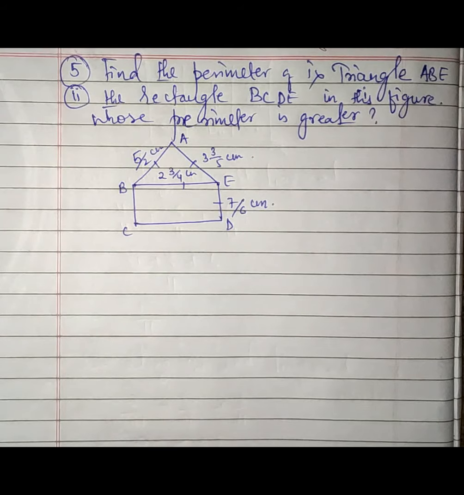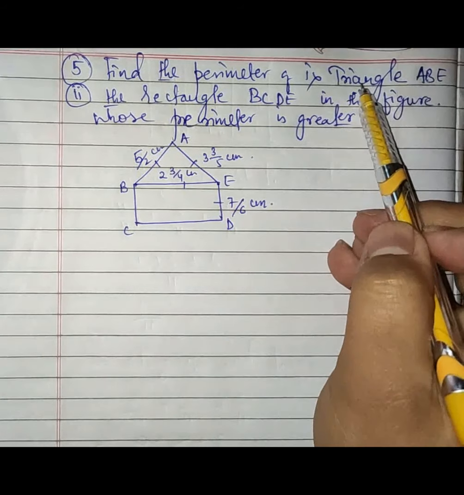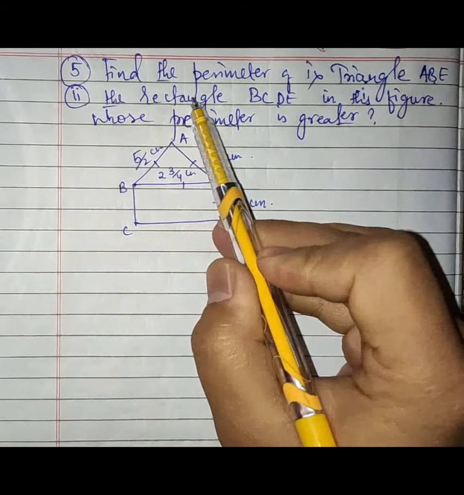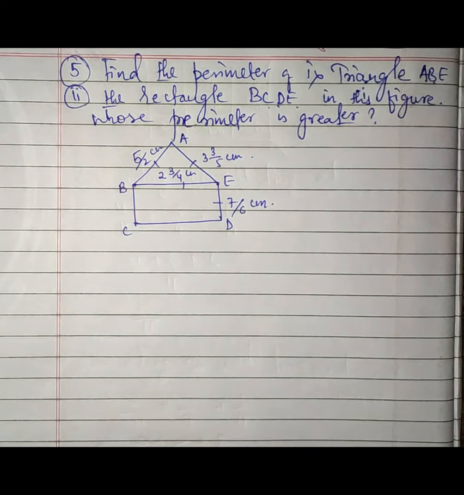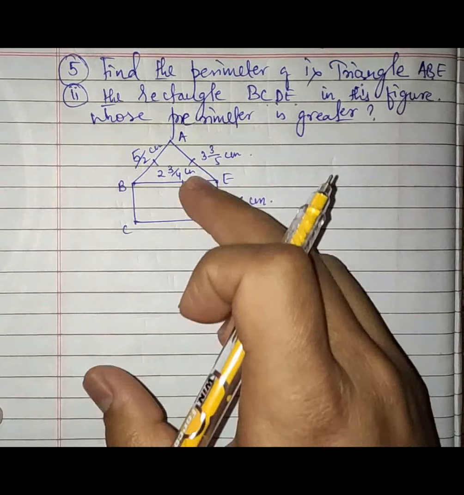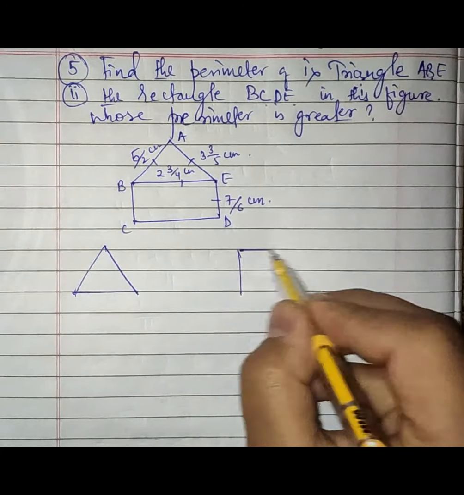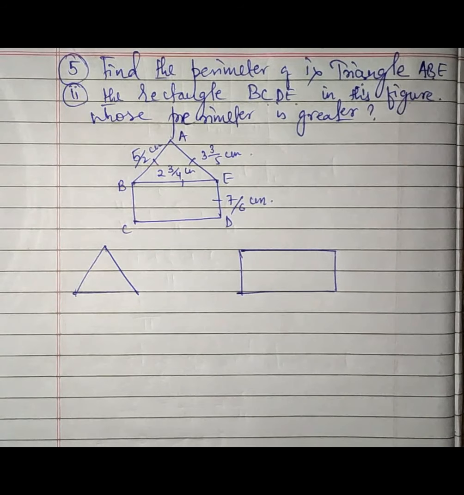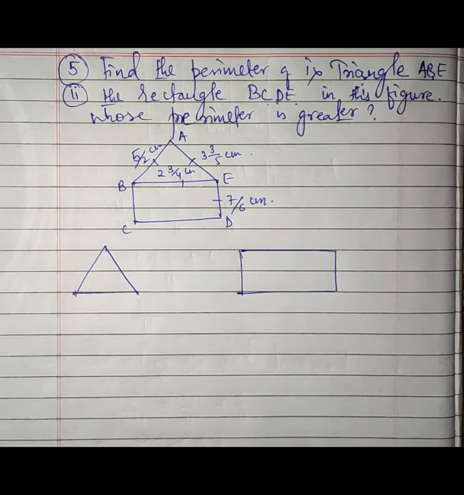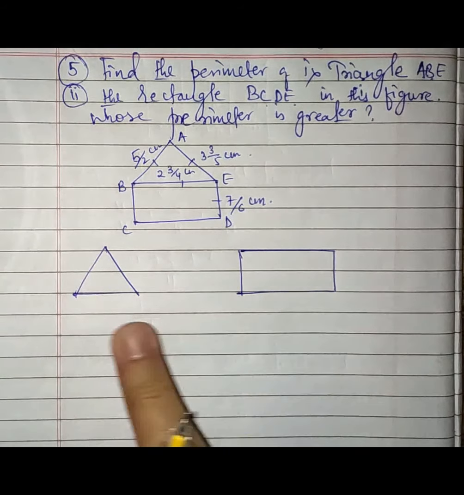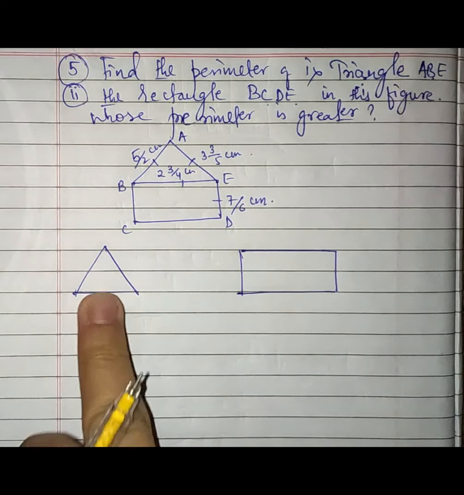After the completion of question number 4, we have question number 5, that is to find the perimeter of number 1 triangle ABE and number 2 the rectangle BCDE in the given figure, and say whose perimeter is greater. That you have to calculate also. So let me make this figure separately first. Let me make figure number 1 as a triangle and number 2 as a rectangle. All right, so for the rectangle we found just now in question number 4 the perimeter of a rectangle. Now we have to find the perimeter for the triangle. All right, this is the only new thing for us.